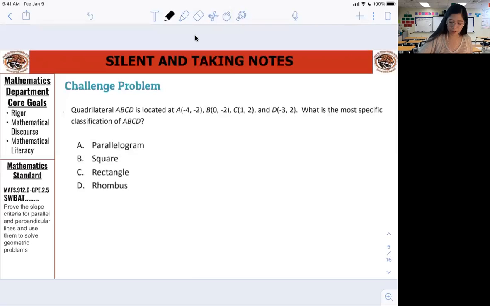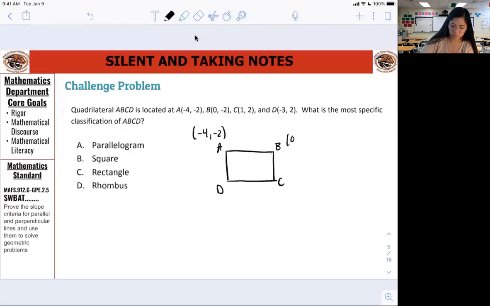Well, I'm going to draw my shape as always. It's a quadrilateral, so I'm just going to draw a quadrilateral and label my points. Okay. Now, I'm going to just color code everything because I think that is a little helpful sometimes. I need the slope of all 4 sides to figure out what I've got.